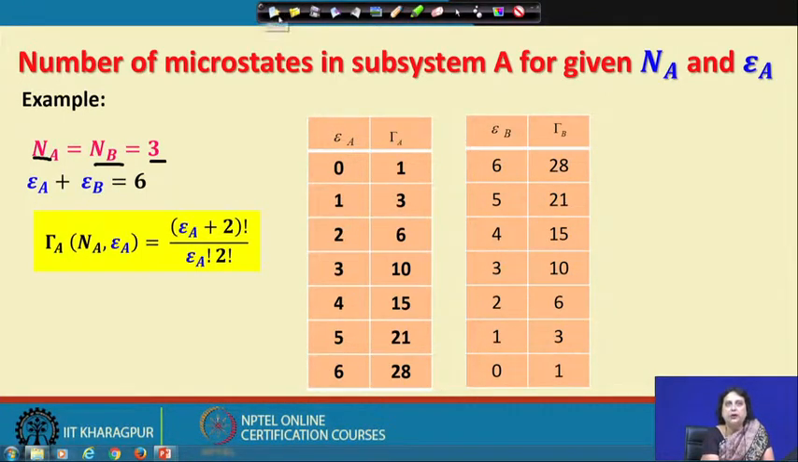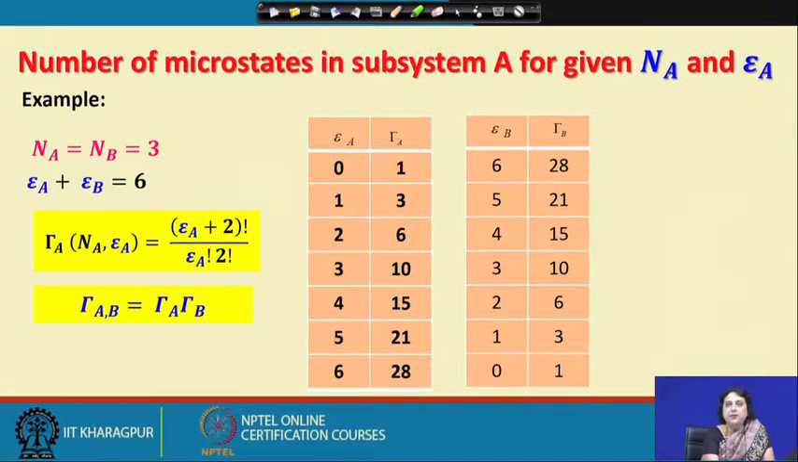Now, at this point, the other quantity that is of interest is the total number of microscopic states possible, which tells me the number of microscopic states associated when subsystem A has energy epsilon A and subsystem B has the energy epsilon B.